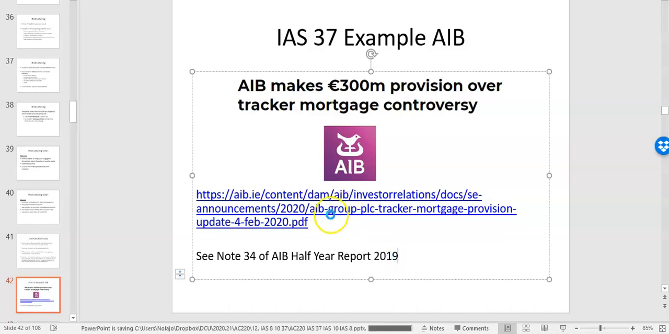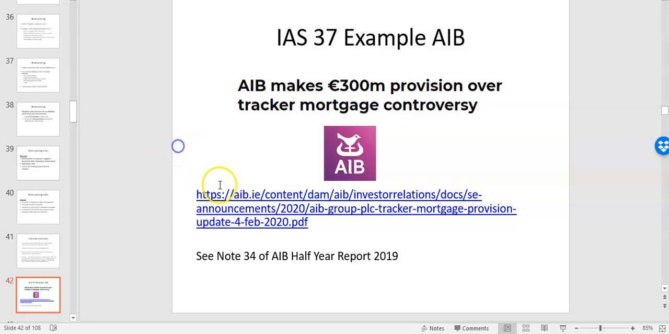You can go on here, which gives you the updated press release, and the AIB half-year report will be available there as a link as well in the AIB financial statement section. But it just shows you that's a debit to expenses of 300 million, a 300 million hit to their profits in that particular financial statement, and a credit to the provision. So their best estimate has been updated because even though they've used some of the provision and paid mortgage holders their compensation, they've done another analysis and realized there's 300 more.